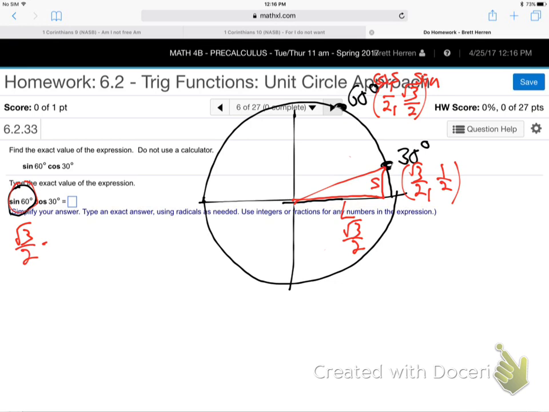We good there? And then what is this? Cosine is x, sine is y, always. Remember, they're reversed. And they want cosine of 30, so they want root 3 over 2 again. Turns out they're both root 3 over 2. Multiply those together. What's root 3 times root 3 on the top? 3. 2 times 2 is 4. 3/4. Good on that? Questions on that? If I move on? All right.